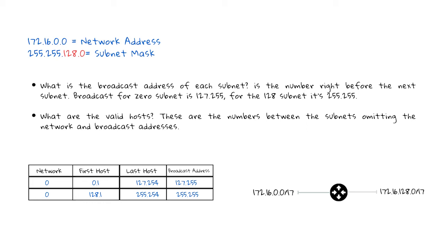What are the valid hosts? These are the numbers between the subnet and the broadcast address. And for the 0 network, it's going to be 0.1 to 127.254. And for the 128 network, it's going to be 128.1 to 255.254. I have provided a table that helps to visualize the start address, last address, and the broadcast address for the respective subnets. And because this is a /17, if you're going to draw it as a logical diagram, you're basically splitting the networks into two on your router interfaces, and you're going to have either of the two subnets on one end of your router.